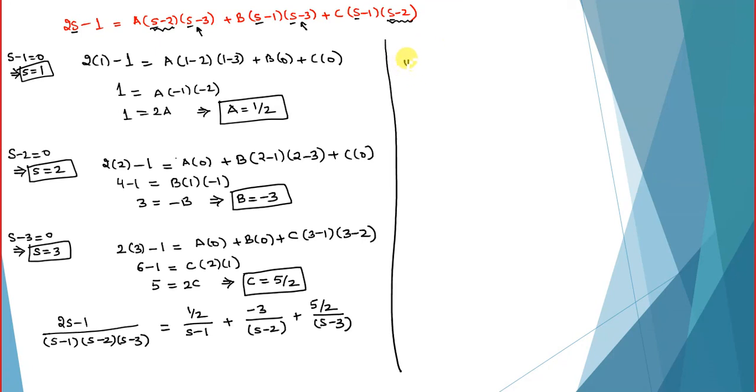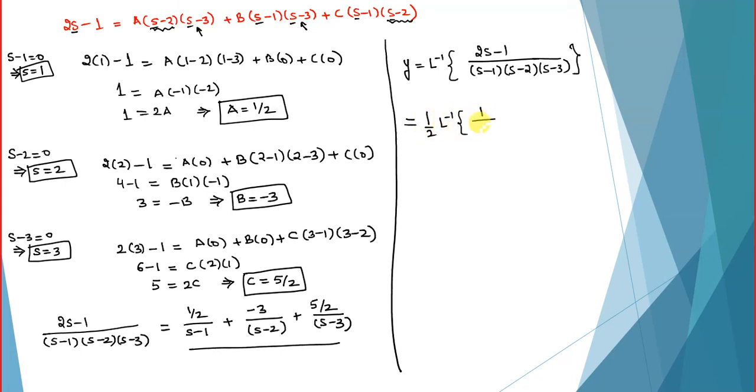So we get y as Laplace inverse of 2s minus 1 over s minus 1, s minus 2, s minus 3, which is the same as finding the inverse Laplace transform of this term. So half is a constant, take it outside, Laplace inverse of 1 over s minus 1. Then plus minus gives you minus, again 3 is a constant, take it outside, Laplace inverse of 1 over s minus 2, plus 5 over 2 is a constant, Laplace inverse of 1 over s minus 3.